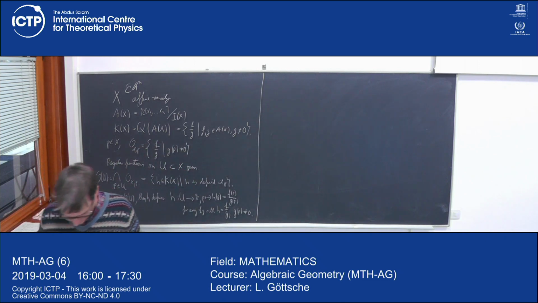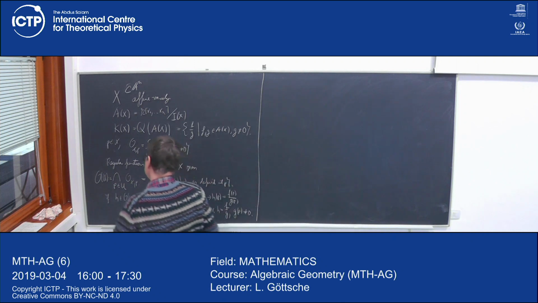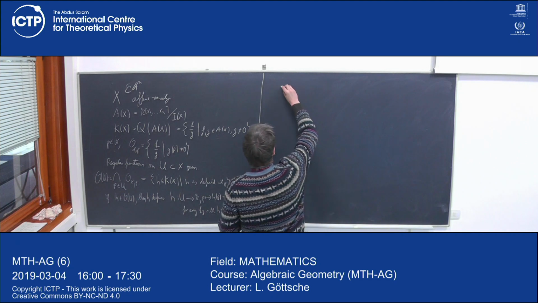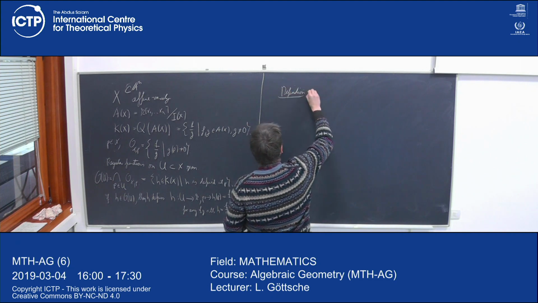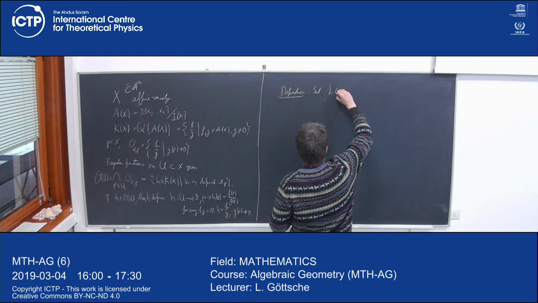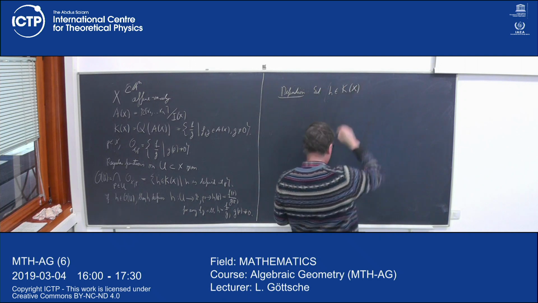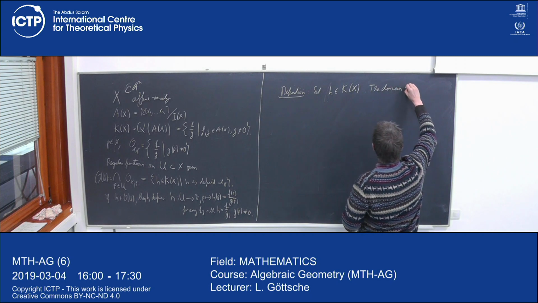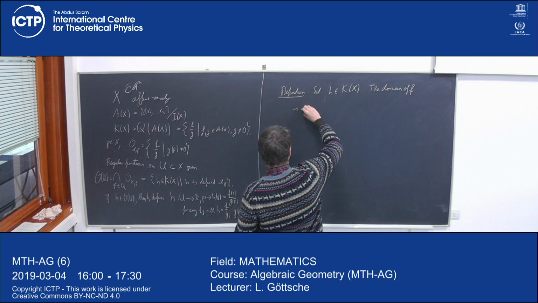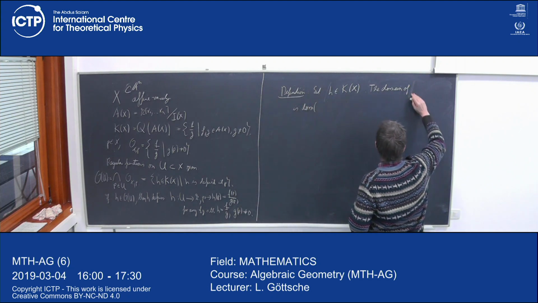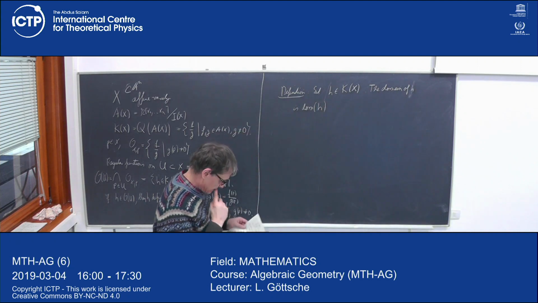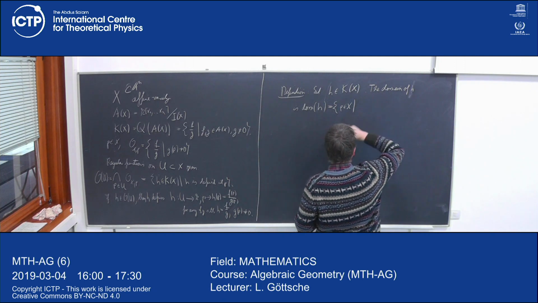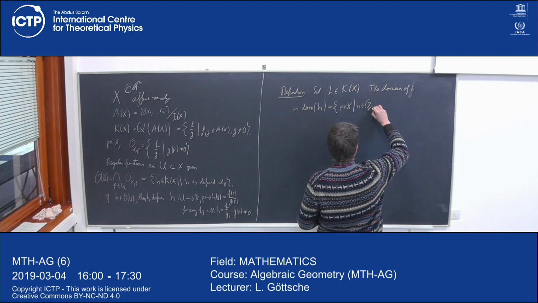So this is also where we were. And conversely, if you have any rational function, it will always define a regular function on some open subset of X. So, definition: let H be an element of the rational functions on X. The domain of H is the set of all points P in X such that H lies in the local ring at P, so that it's defined there.